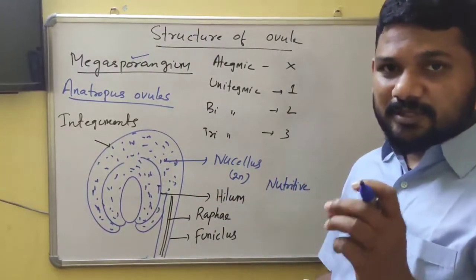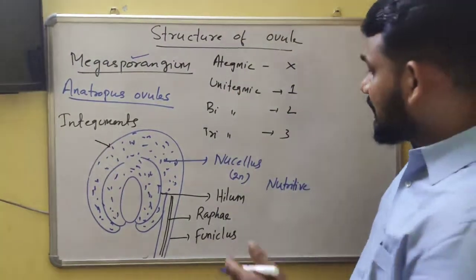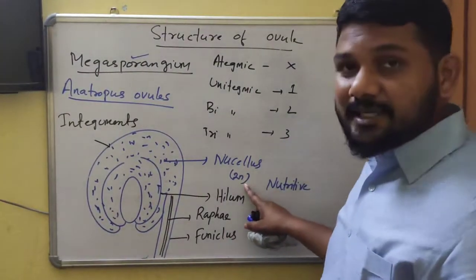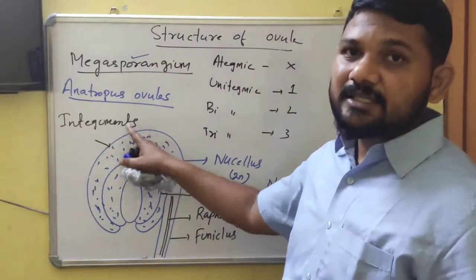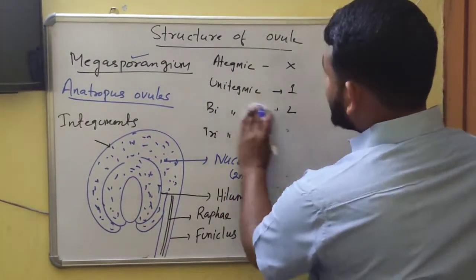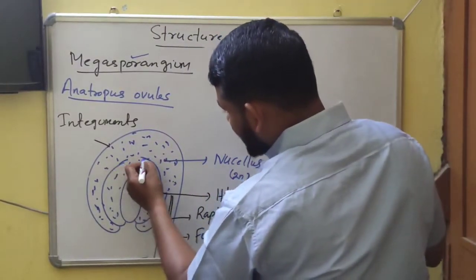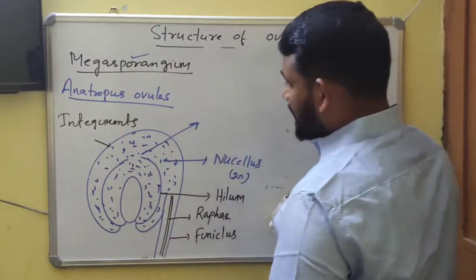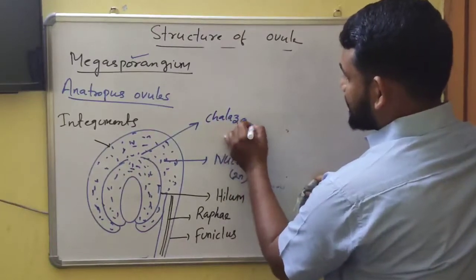This is very important: the megasporangium is equivalent to the nucellus. What is the nucellus? It is a diploid nutritive tissue present inside the body of the ovule. Here, these are the integuments and this is the nucellus. The region where the nucellus and integuments are fused is known as the chalaza.